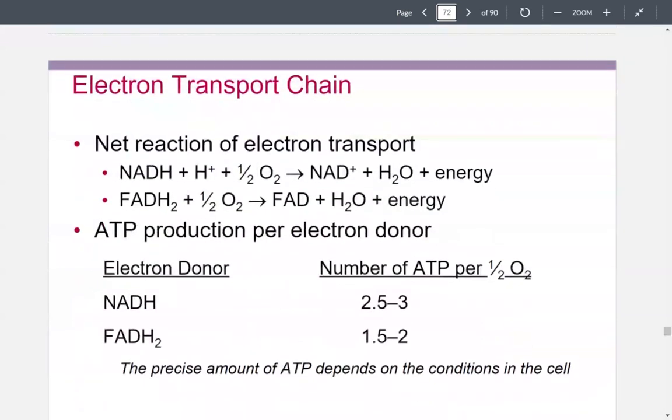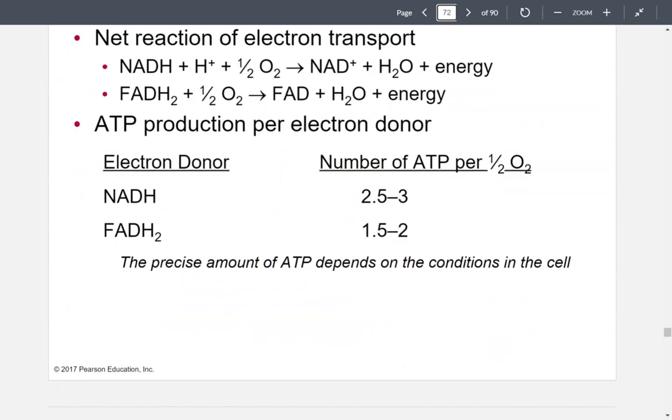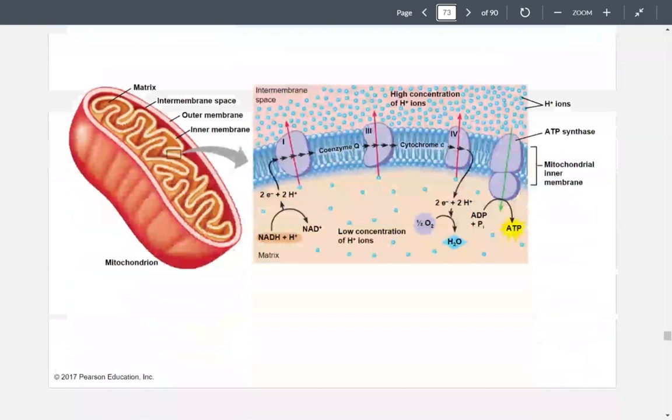Net reaction. Every NADH is going to create on average 2.5 to 3 ATP per oxygen molecule. Just straight up oxygen, 1 oxygen, not O2. And every FADH2 is going to create 1.5 to 2. The reason for this variance is because the exact number of ATP is going to depend upon the condition of the cell. And it would look something like this.